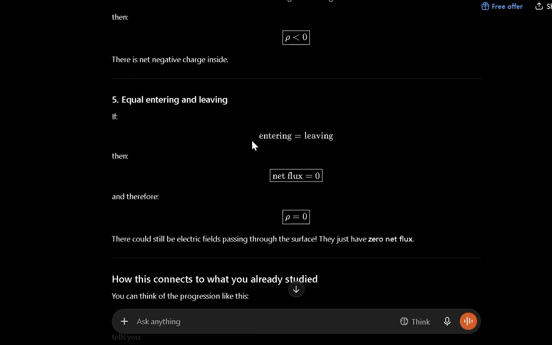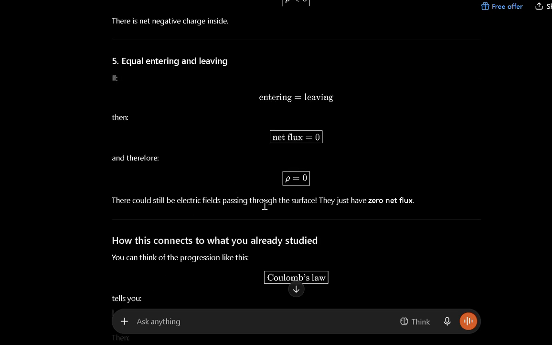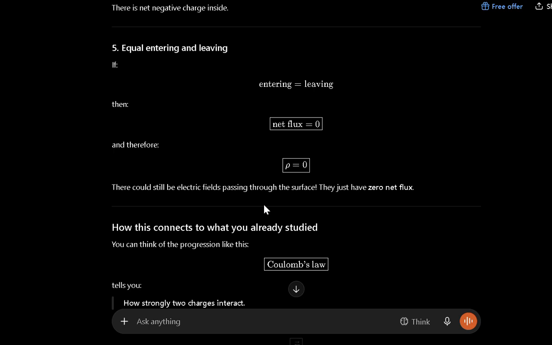If entering and leaving are equal, then net flux equals zero, and therefore rho equals zero. There could still be electric flux passing through the surface, it just has zero net flux.